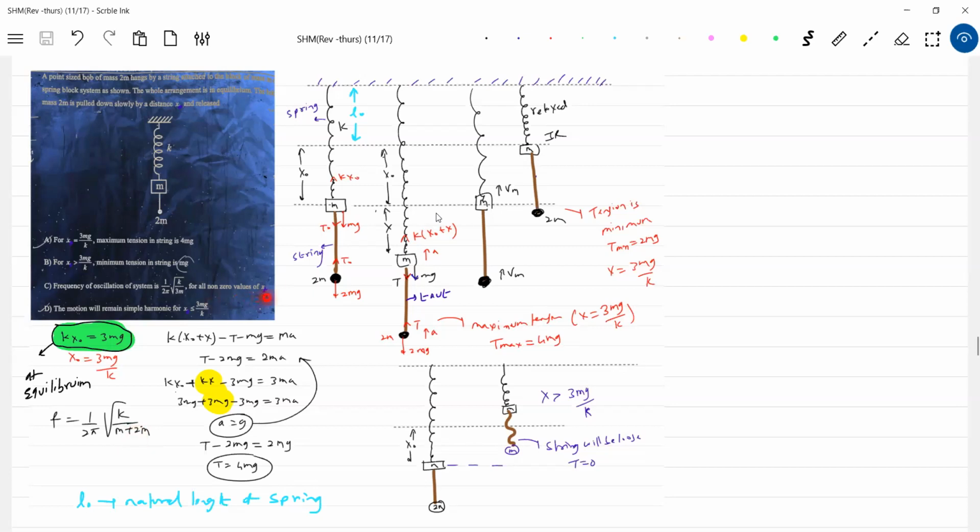For all non-zero values of x, only for permitted values. If x is greater than 3mg by k, what will happen? Let's come to the question. If x is greater than 3mg by k, then what will happen to this block? It will cross over this one. Then the string will be compressed, spring force will act, and the string will be loose. I'm writing string will be loose. And what is the state of the spring? It will be compressed.